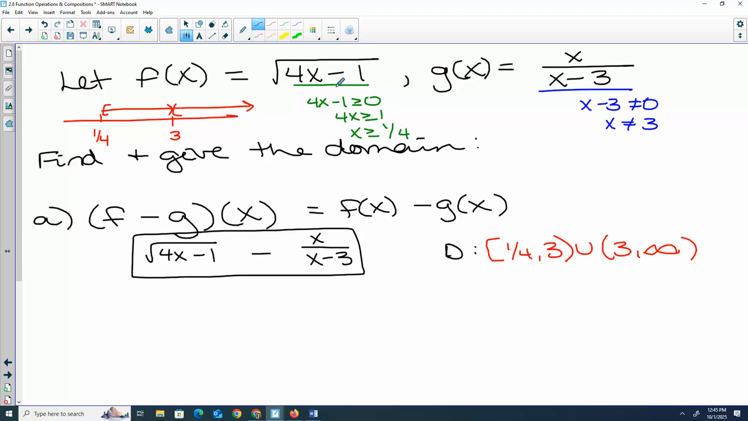Now, if I didn't have radicals, so if I just had a polynomial like x plus 3, what's the domain of that? Negative infinity to positive infinity. So if you don't have fractions or square roots, then your domain is everything. But we did have to consider that here. What if I asked for f times g of x?